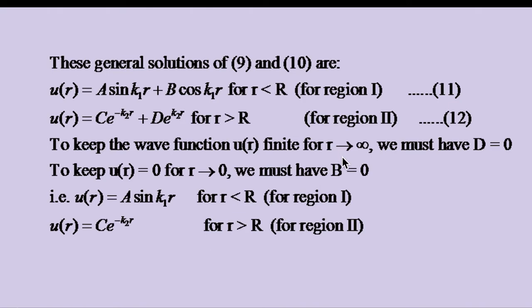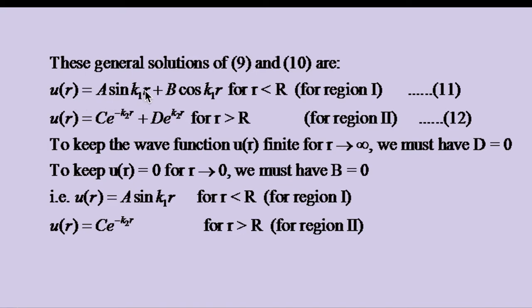In other words, you can say that it must be a finite value at infinite distance, and it should not tend to infinity. The probability of a particle occurring being infinity is not possible. The maximum value is between 0 and 1. So for keeping u of r equal to 0 when r tends to 0, in this equation, when r is equal to 0, u of r must be equal to 0.